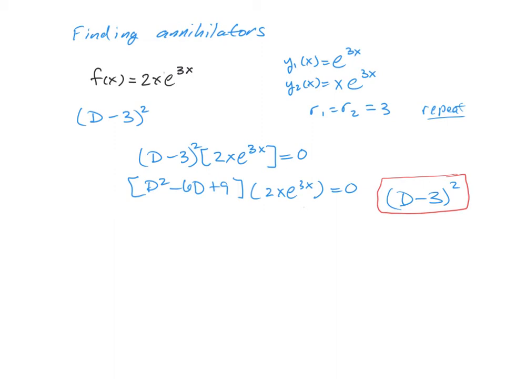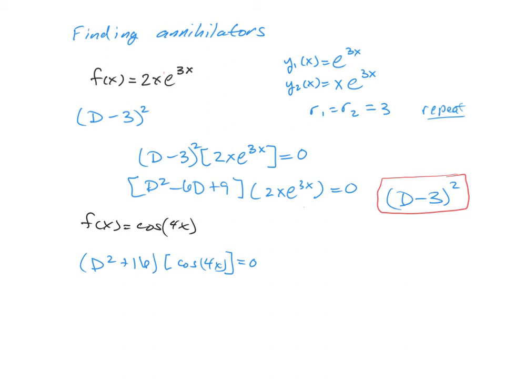All right, so now let's move on to our first trig function. f of x is equal to the cosine of 4x. And again, there's multiple ways to think about it. We'll first tell you the answer. The answer is going to be D squared plus 16, that we're applying to the function cosine of 4x to get 0.